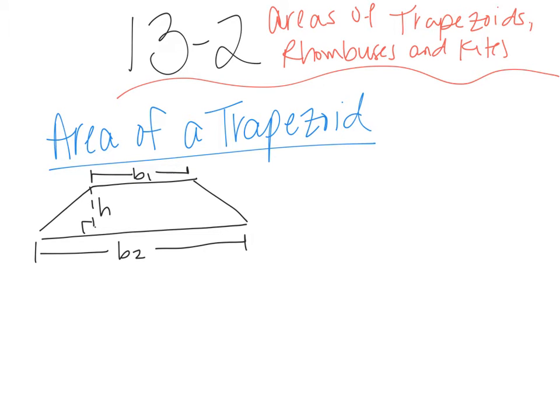This is your lesson for 13.2. It's titled Areas of Trapezoids, Rhombuses, and Kites. There are 3 different figures we're going to learn about and their formulas to find the areas of them.